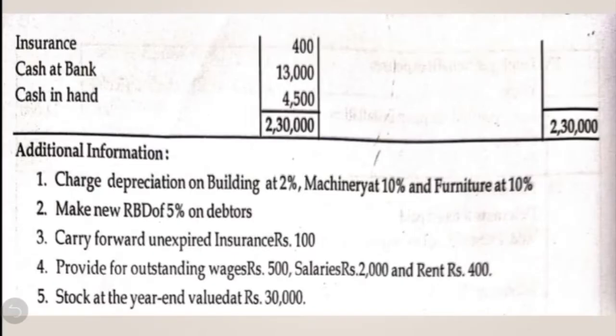Okay. Then let's see the additional information. First one, charge depreciation on building at 2%, machinery at 10% and furniture at 10%. Second one, make new RBD of 5% on debtors. Third one, carry forward unexpired insurance to the extent of rupees 100. Fourth one, provide for outstanding wages rupees 500, salaries rupees 2000 and rent rupees 400. Fifth one, stock at the end of the year valued at rupees 30,000. So these are the informations given.